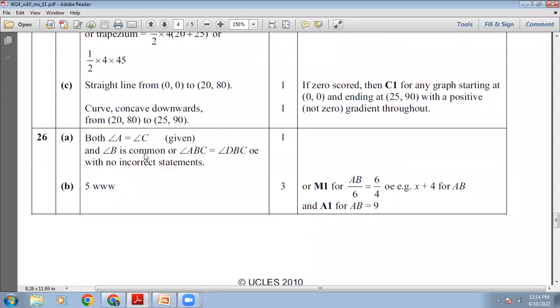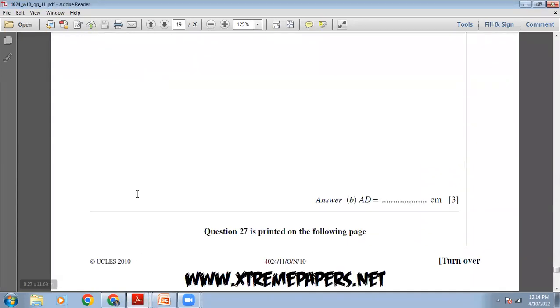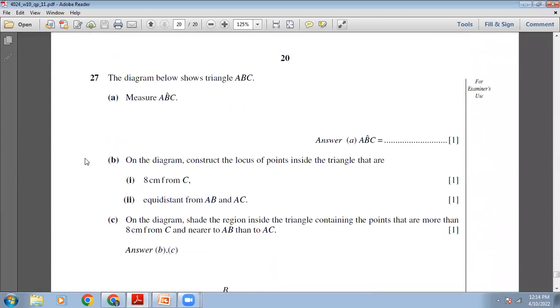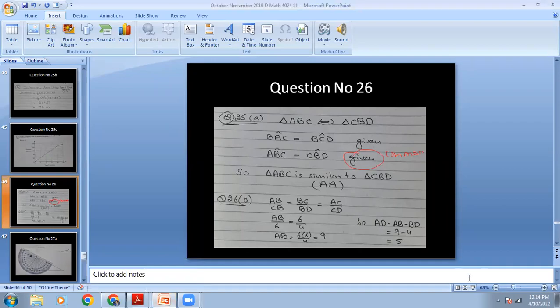That is question number 26. Now we are going to question number 27. It's a big paper. The diagram below shows the triangle ABC. Measure the angle ABC. He used the word measure. So use your protractor to measure this angle. Okay, so let me show you.